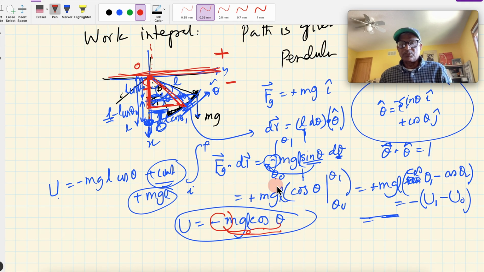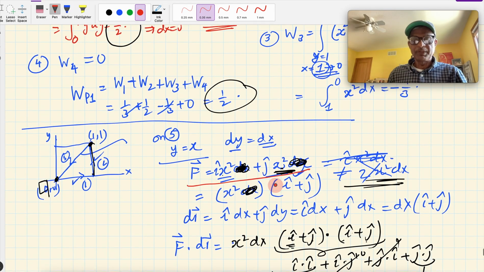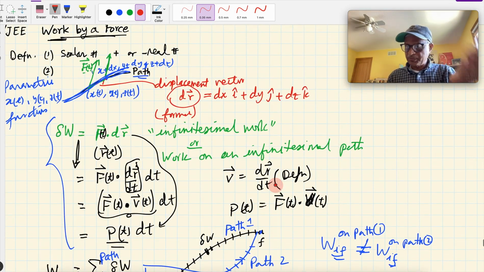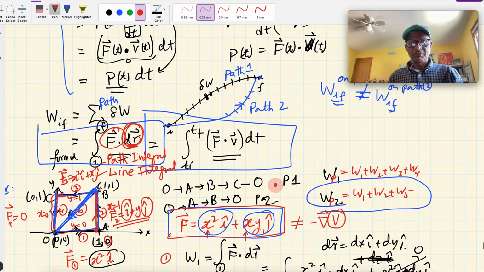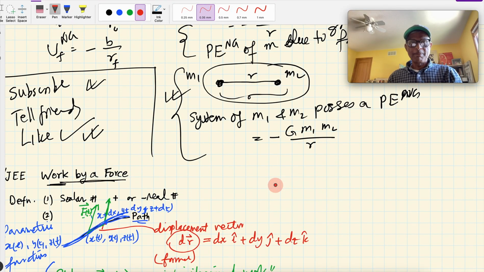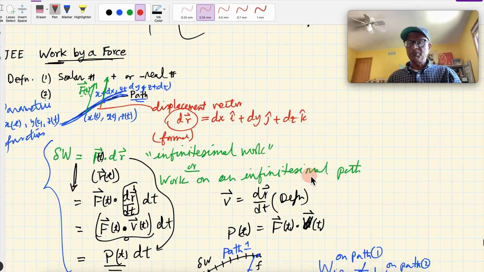All right, so I think that's a good review of how to calculate work using different paths and how it relates to potential energy itself, and a little bit of advanced math just to get you motivated to do this.